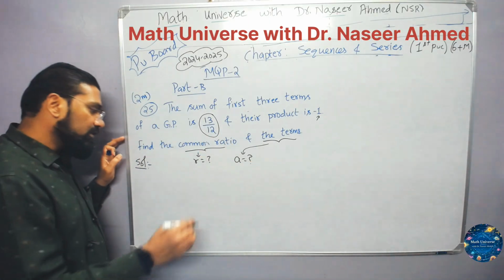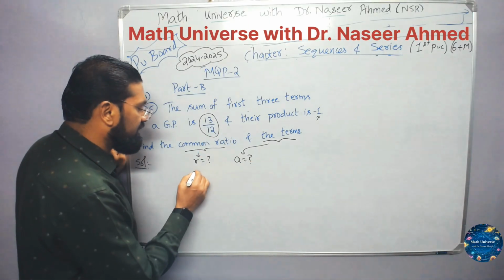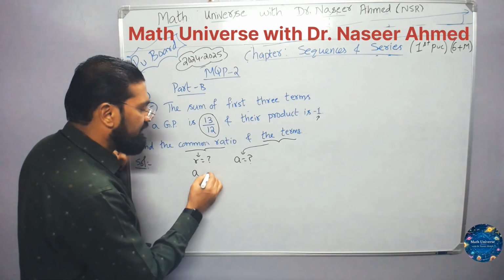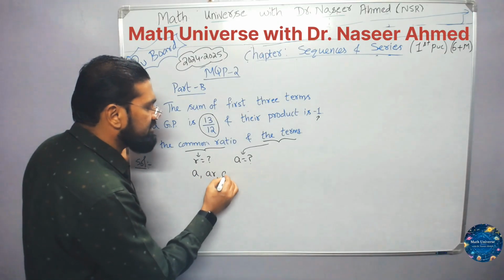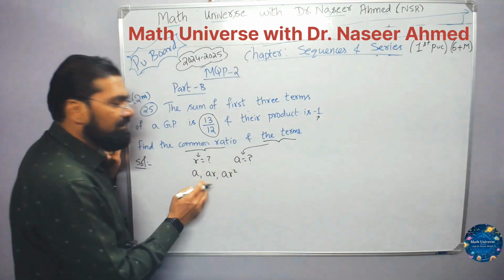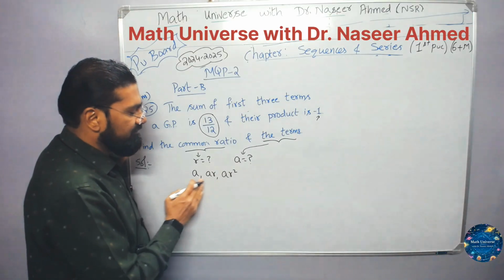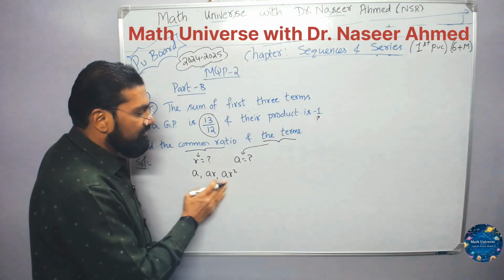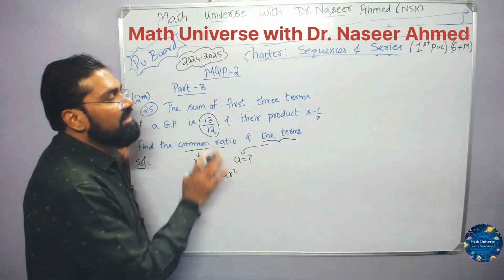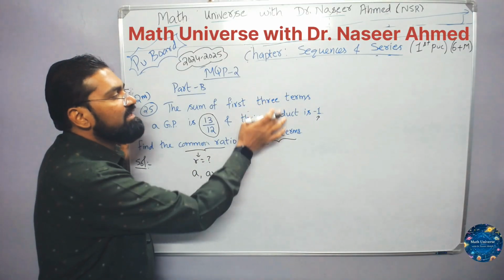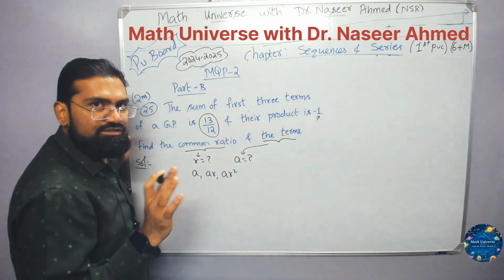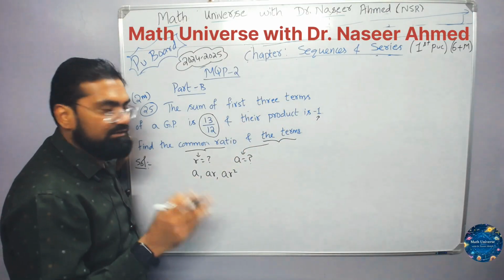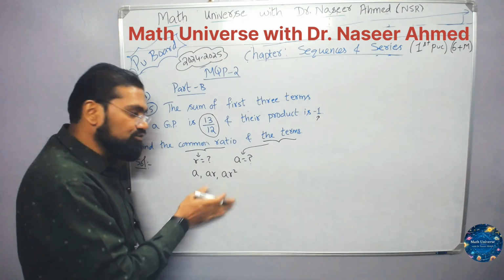Now, surely the majority of the students will be thinking the first three terms will be a, the next term is ar, and one more is ar square. Just by multiplying r to the first term we got ar, again multiplying r here we got ar square. But whenever you have a problem where the sum of three numbers and the product of those three numbers is given, don't choose this. Choose something else.